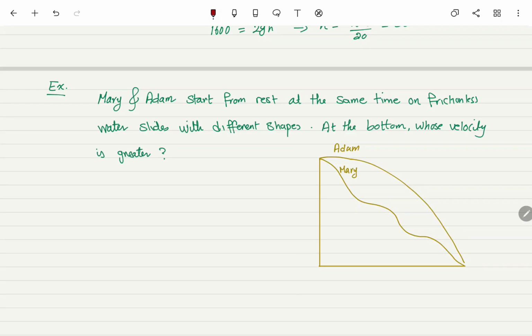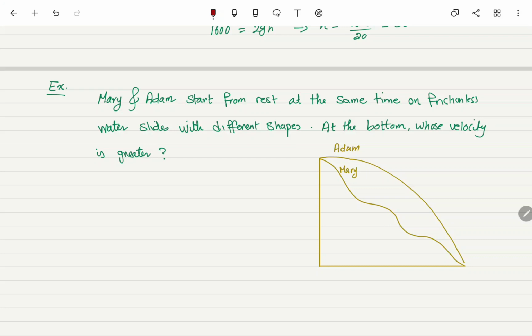Example. In this example, Mary and Adam start from rest at the same time on frictionless water slides with different shapes, as we can see here. At the bottom, whose velocity is greater?